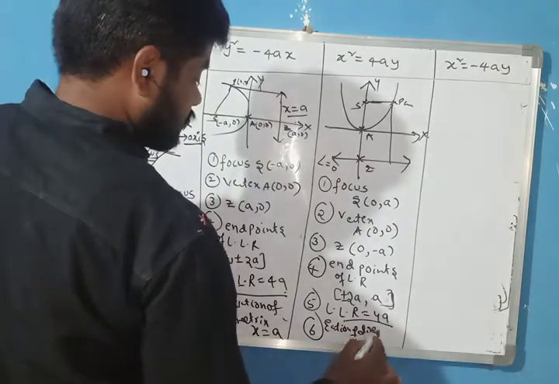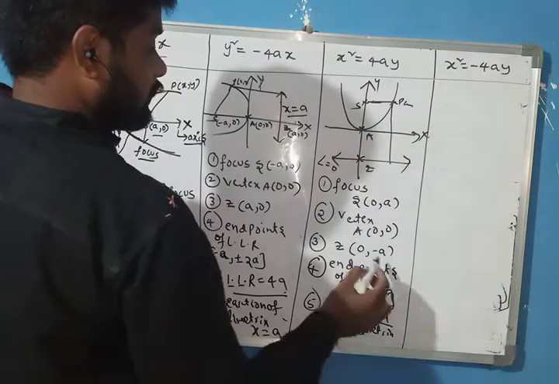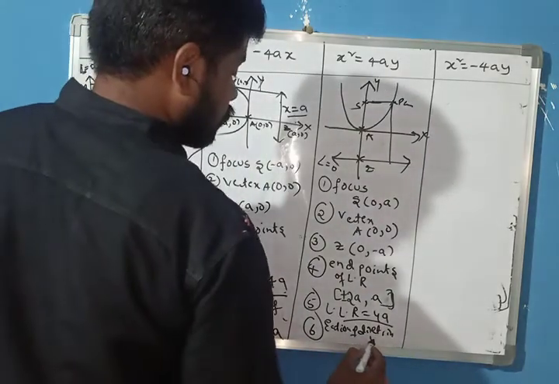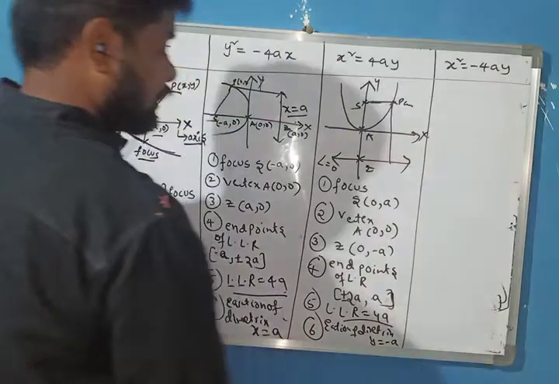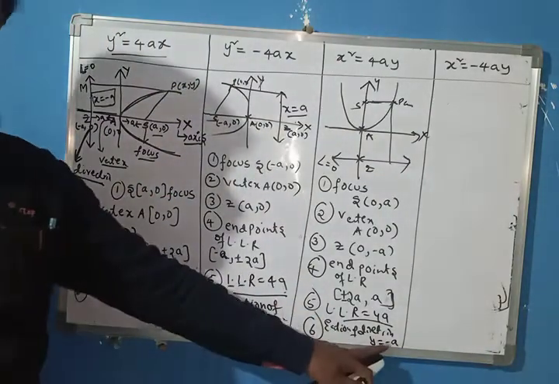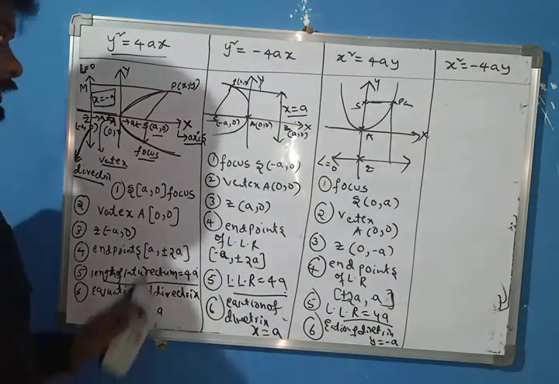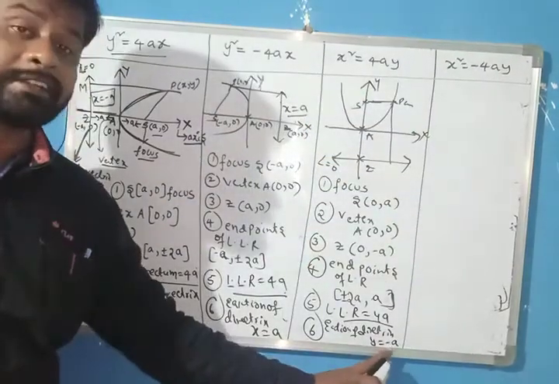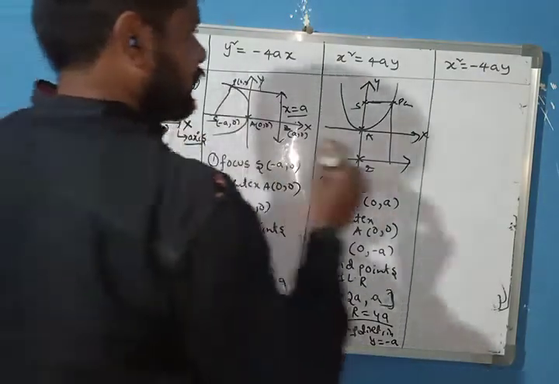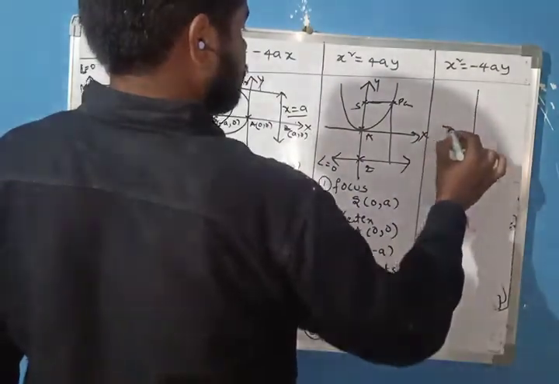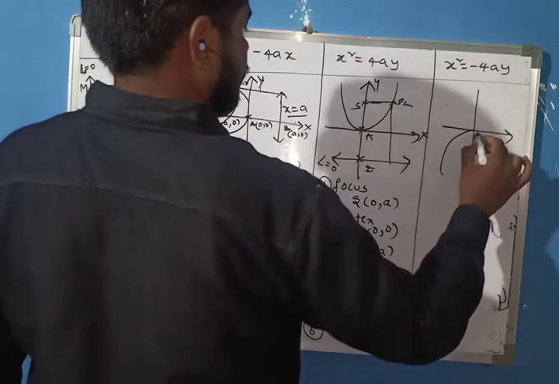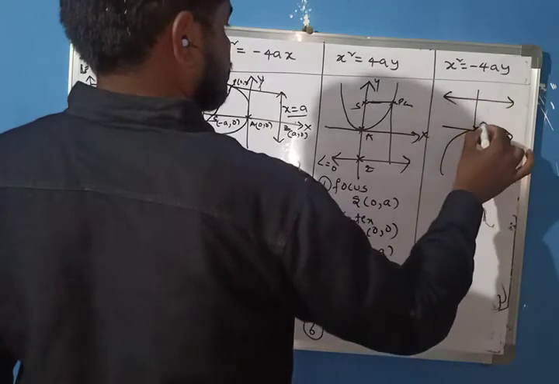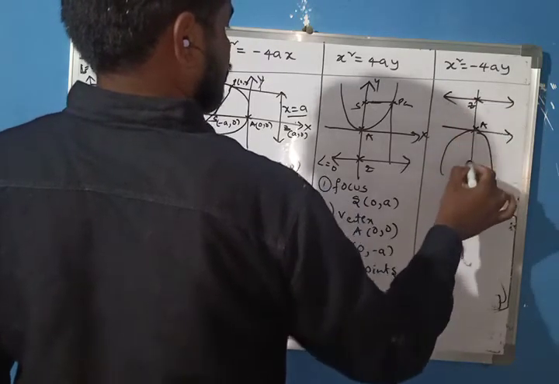Sixth one, equation of directrix. What is the equation of directrix here? y equal to minus a. I had taken x equal to minus a parallel to the x-axis. Here the curve is parallel to the y-axis, so the equation of the directrix is y equal to minus a. After that, same, like the negative side of the y-axis, the curve is like this. Okay, the directrix is there. Here vertex A, here Z, here S.